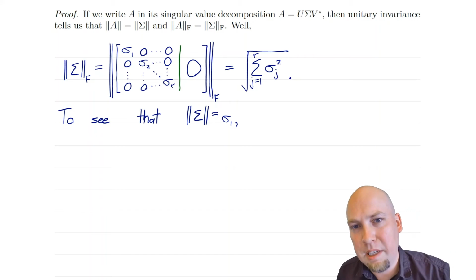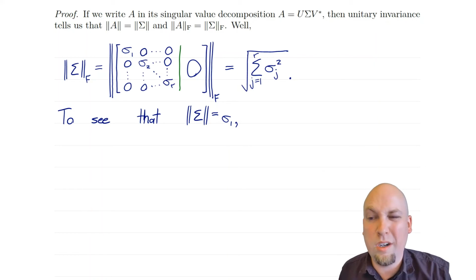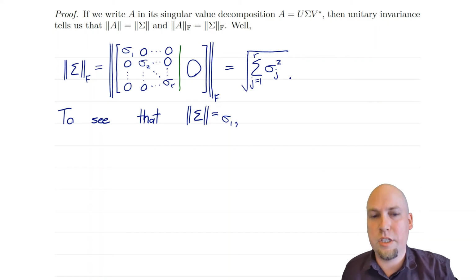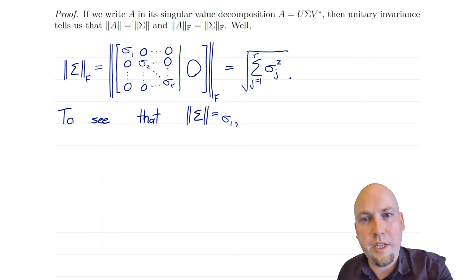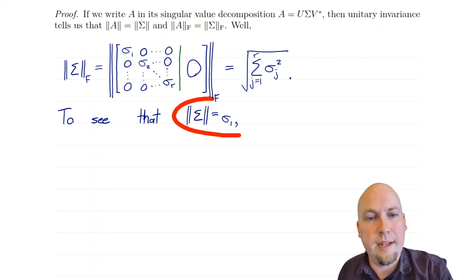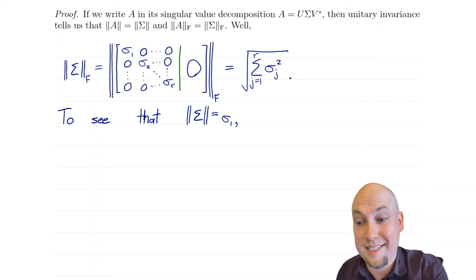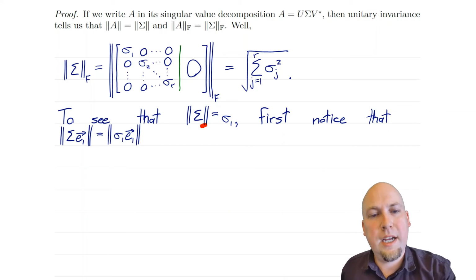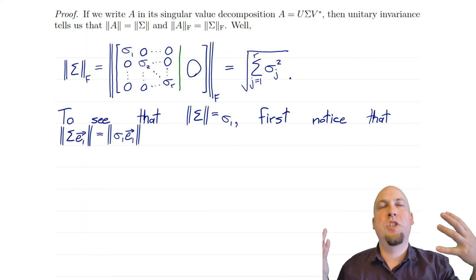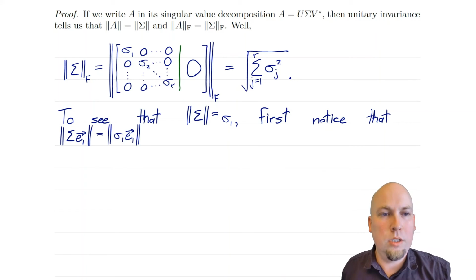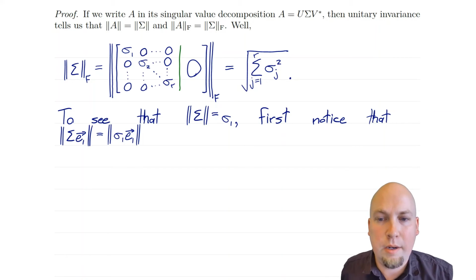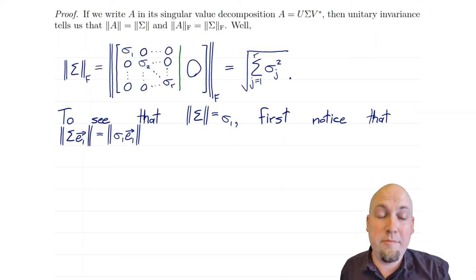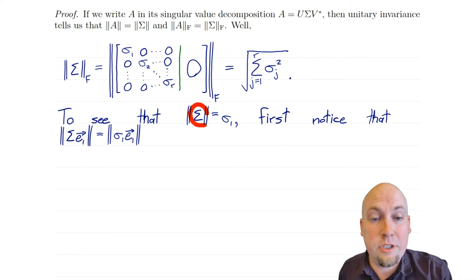Okay, to do the same thing for the operator norm, we've got to do a little bit more work. It's not too bad, but there's a maximization that we've got to do. So we want to compute the operator norm of sigma. We want to show that the operator norm of sigma is sigma 1, its first diagonal entry. What is the operator norm of sigma? Well, it's the maximum stretch that sigma can do, the maximum amount by which the matrix sigma can stretch a vector. First, I'm going to show that there is some vector that gets stretched by this matrix sigma by a factor of sigma 1.